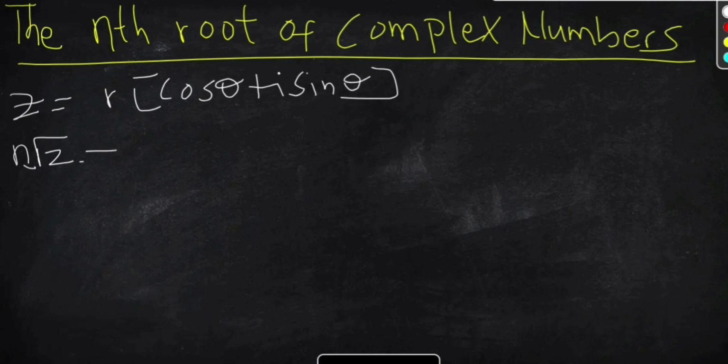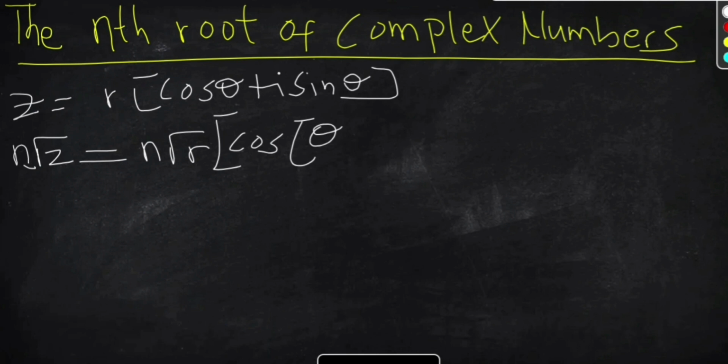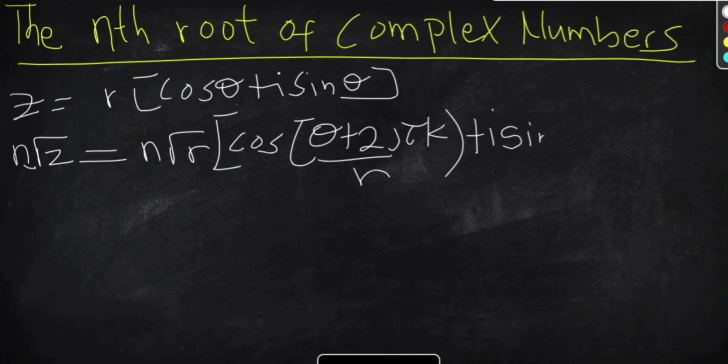the nth root of z becomes the nth root of r into bracket cos of theta plus 2 pi k over n, plus i sine into bracket theta plus 2 pi k over n.